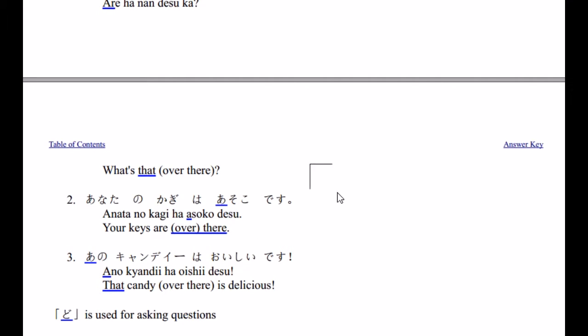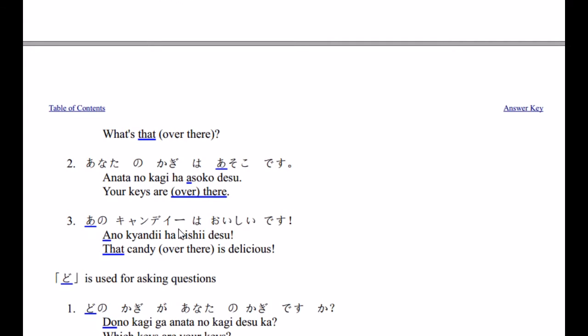So again, maybe my friend and I are standing here and their keys are way over here. So neither near me nor him or her. So it's way over here. So we use a. And number 3, あのキャンディーは美味しいです. So again, that candy over there is delicious. So maybe there's some candy that's really far away, or maybe my friend and I are thinking about some candy or some snack that we really like. So we use a, あのキャンディー.